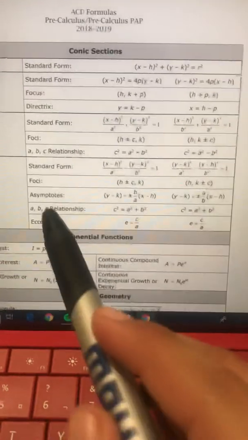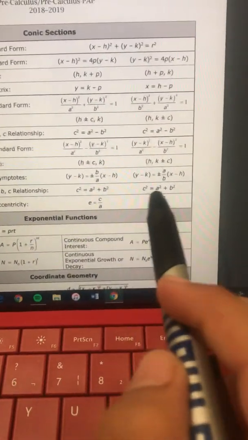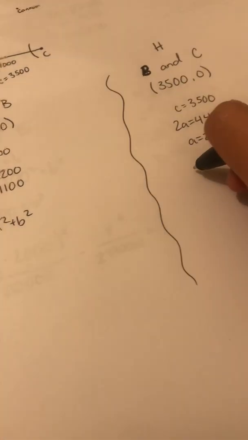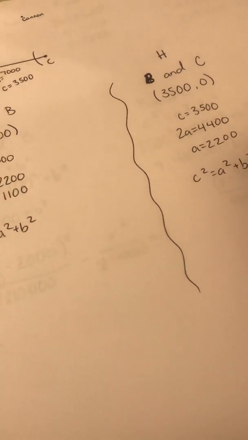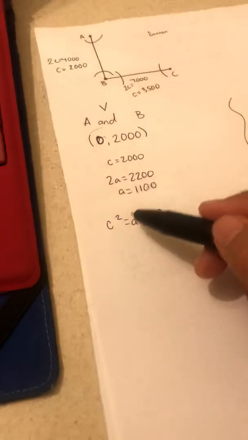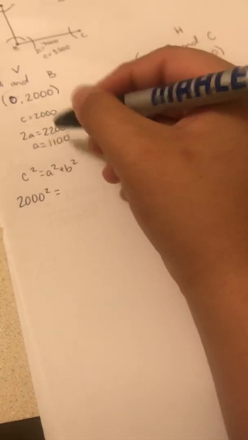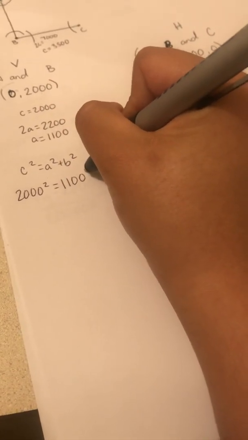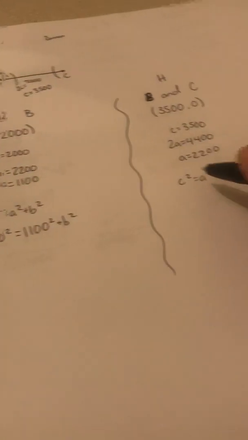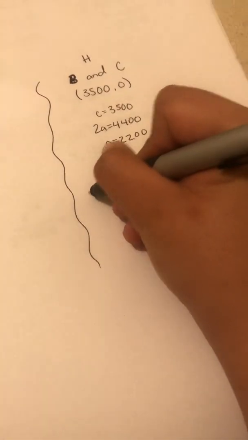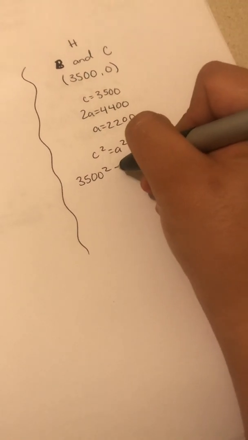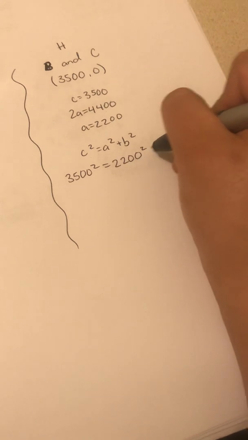And to find B, we will use the ABC relationship for both of them. So C squared equals A squared plus B squared. C for this equation is 2,000, and A for this equation is 1,100. And over here it changes. C is 3,500 and A equals 2,200.